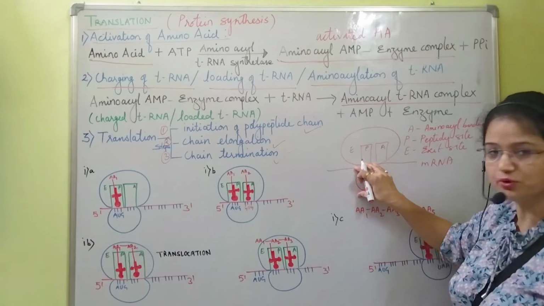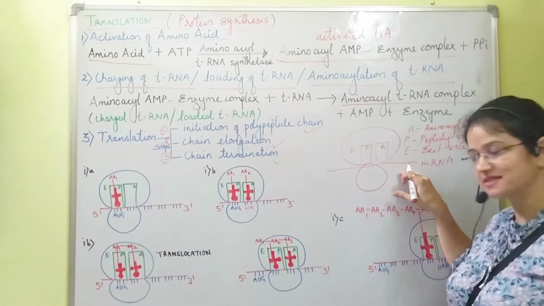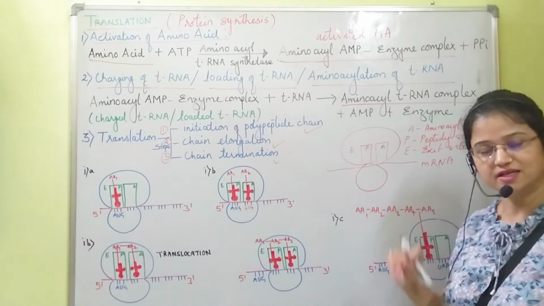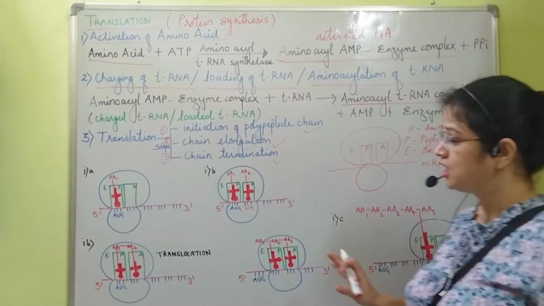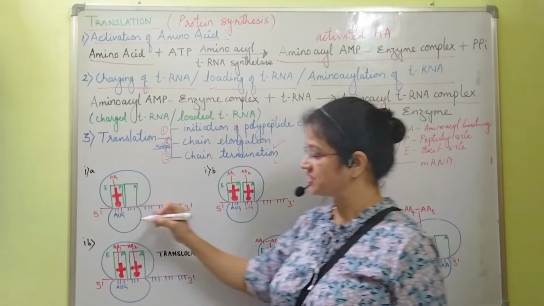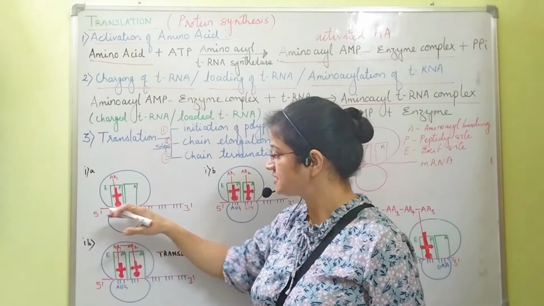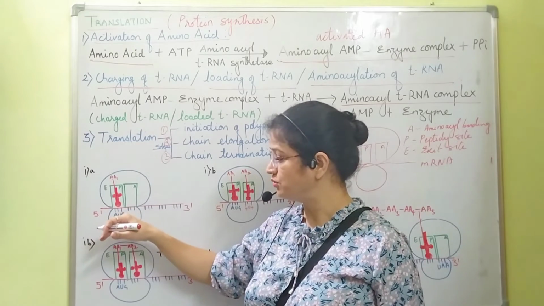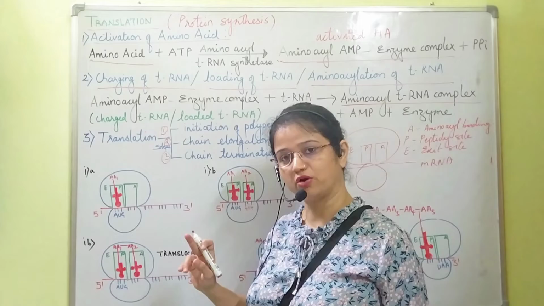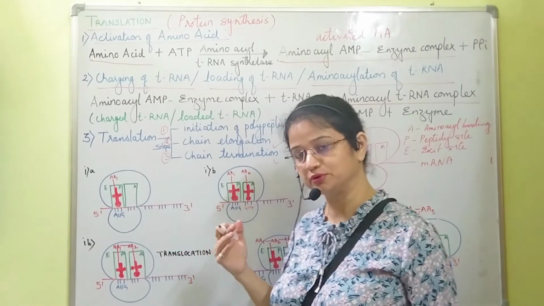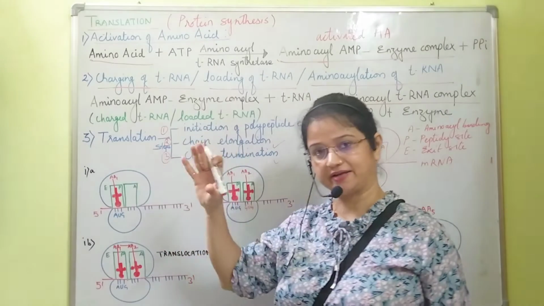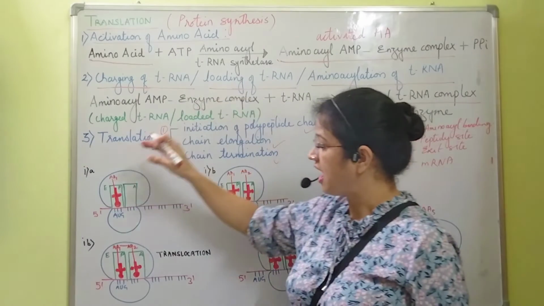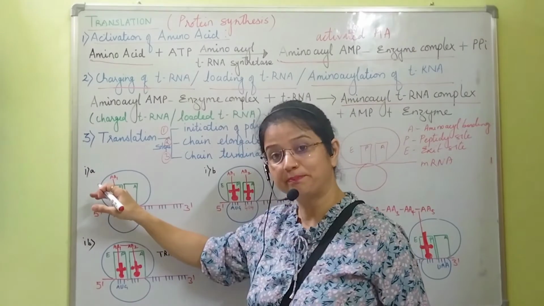So the smaller subunit has the mRNA binding site, while the bigger subunit has 3 sites, A, P and E site. Clear? So what happens? This messenger RNA, just see here, the first codon will always be the start codon. So that is AUG. First codon will always be AUG, that is the start codon. Now what will happen? The tRNA will bring the methionine. Clear? It will bring it only to the P site.